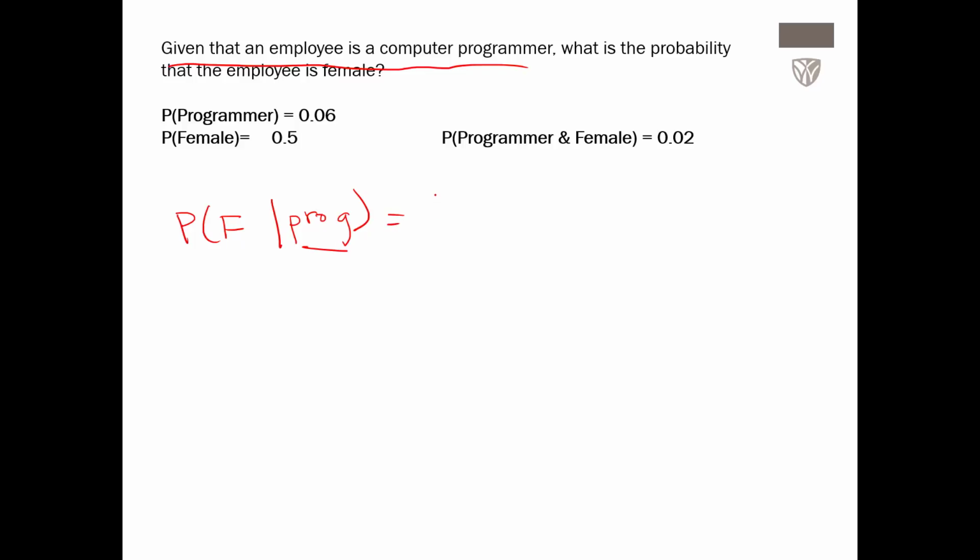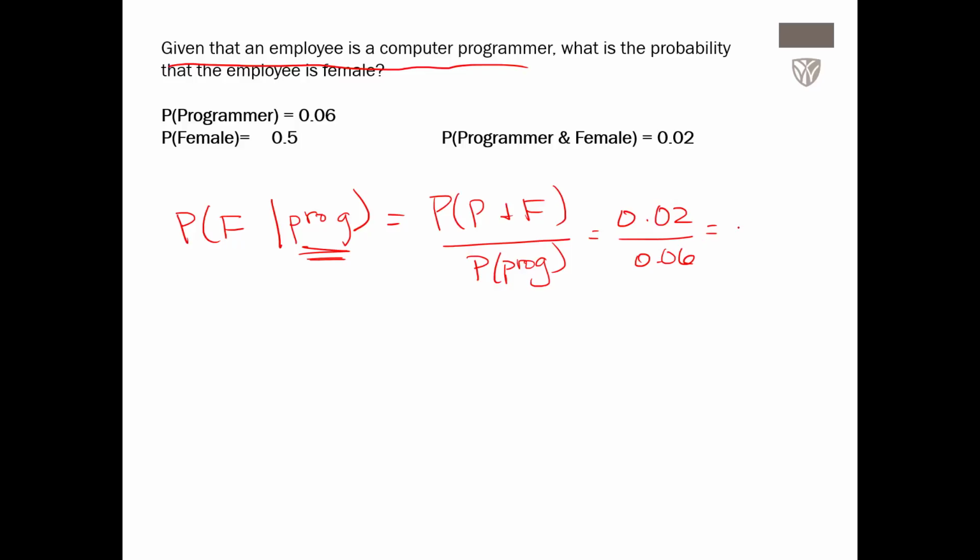So again, we apply our probability rule. The probability of A given B is just the probability of A and B divided by the probability of B. So here is the probability of being a programmer and a female, divided by the thing on the right-hand side of the bar, so divided by the probability of being a programmer. So if we plug those numbers in, 2% are females and programmers, 6% are programmers, and if we do that math, that comes out to be about a third, 0.33. So that's how we do this conditional probability.